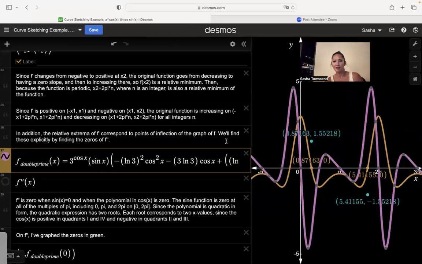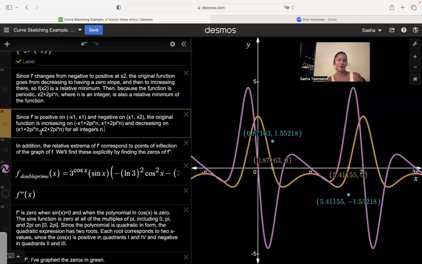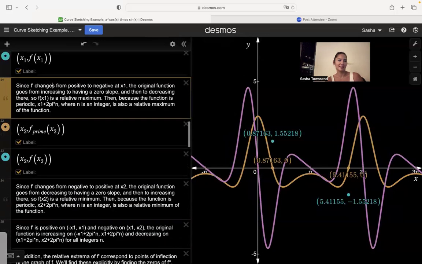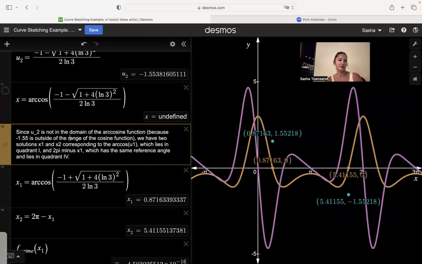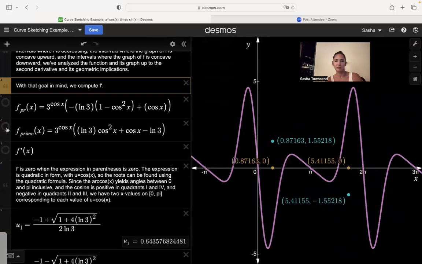If we look at that graph, it's very complicated. It's kind of cool looking, actually. I like it. Let's see. Trying to get rid of my f prime, though, so we can focus on that second derivative.